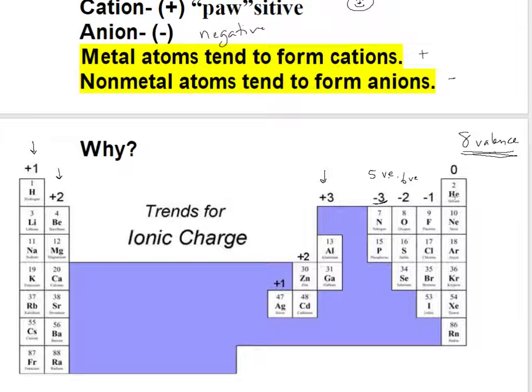And then the noble gases here. These guys already have their full octet. So they don't really want to form any kind of charge. They're going to have a neutral, 0 charge because they don't want to gain or lose anything. They're already happy. They're already stable.